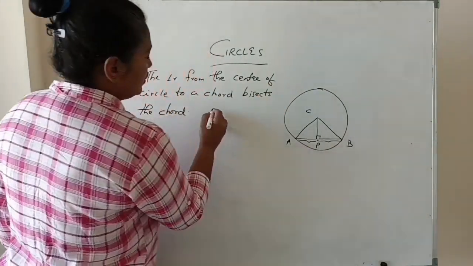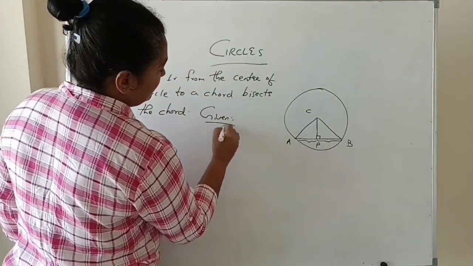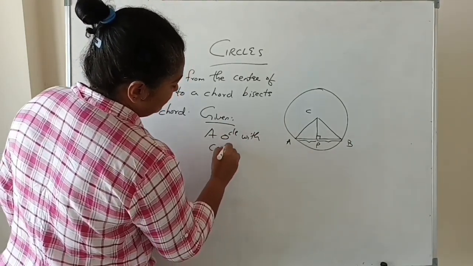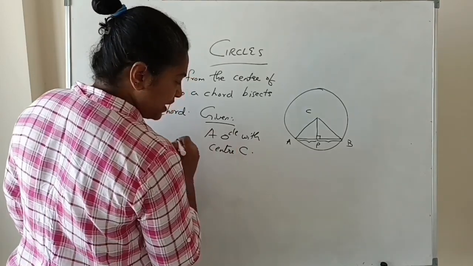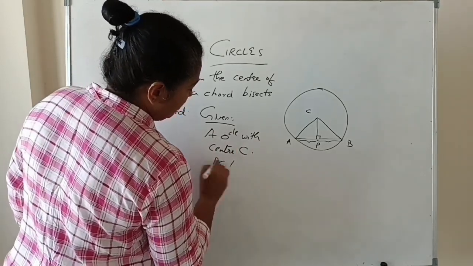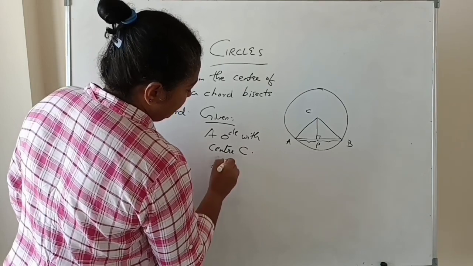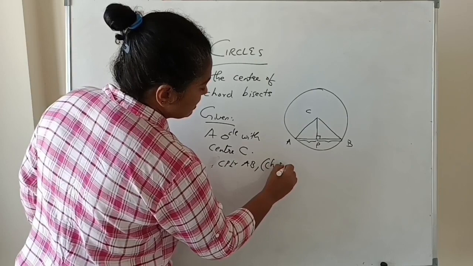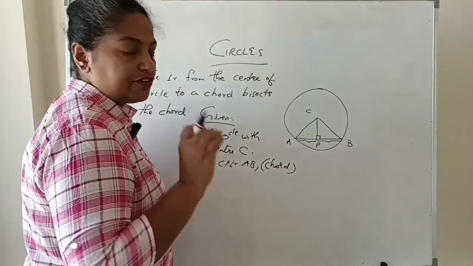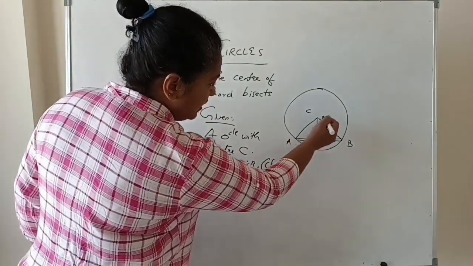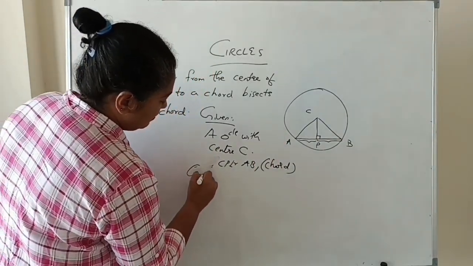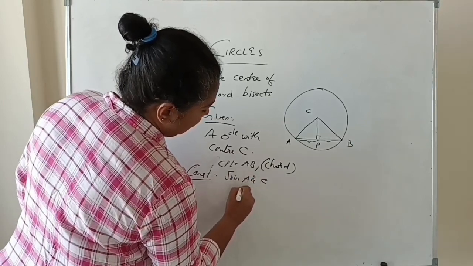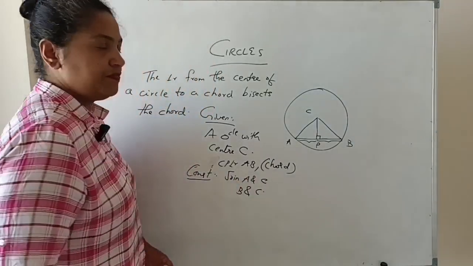Okay. So what is given to you? You are given a circle with center C. Okay. You also know PC, or let us say CP. CP is perpendicular to AB, which is the chord of the circle. Okay. What was the construction that we made? We joined A to C. Construction was: join A and C, also B and C.